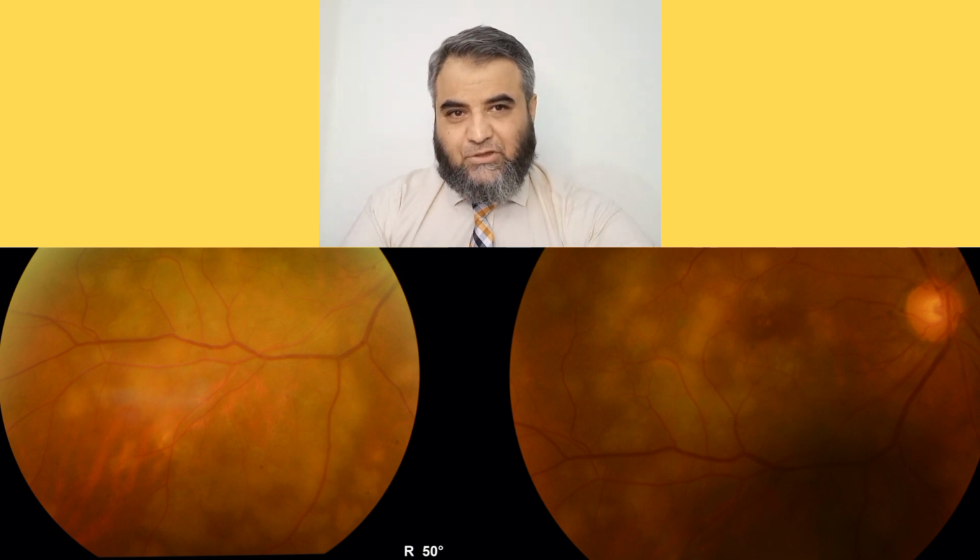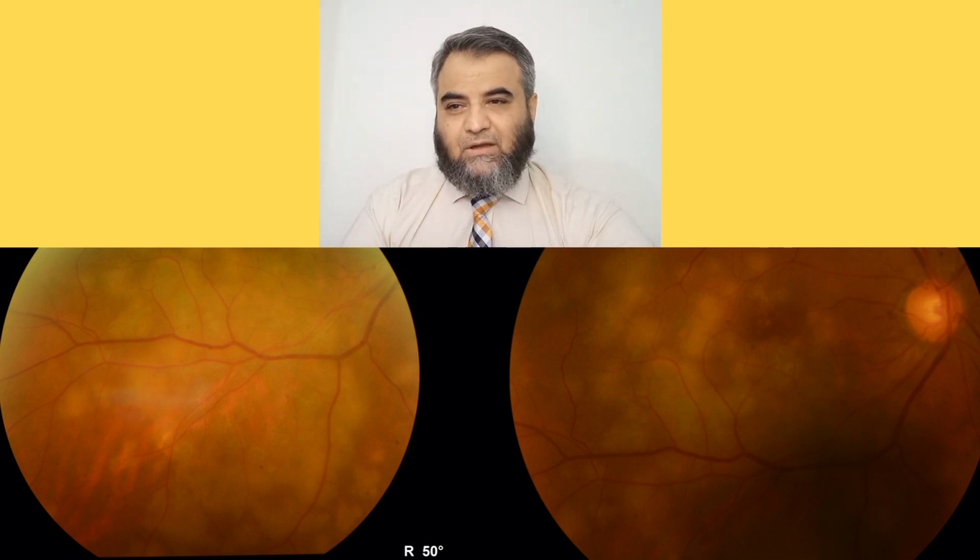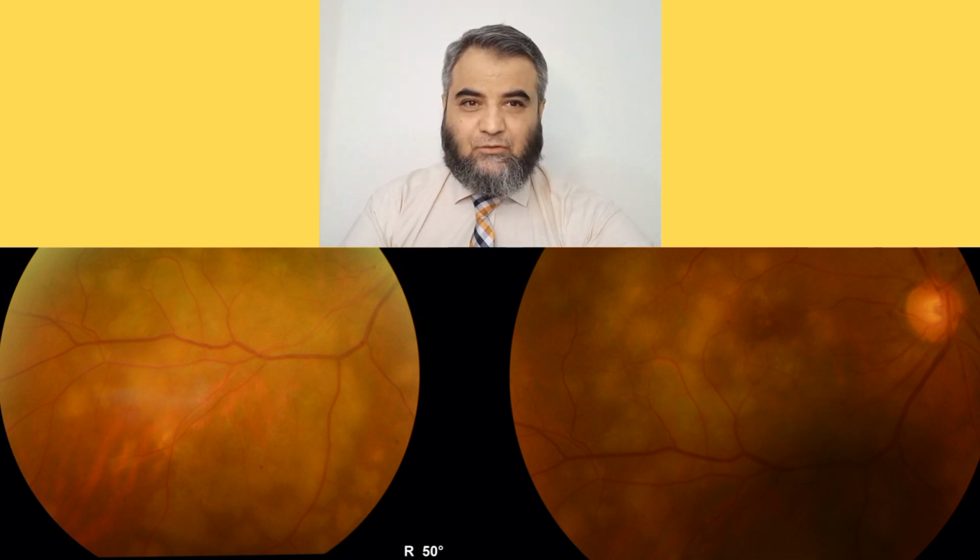The vision of the patient was not that much affected, almost 6/18, and the blurring of the vision was there, and he had these lesions which can be seen in the right eye, posterior pole, and even the inferior subretinal yellowish lesions.